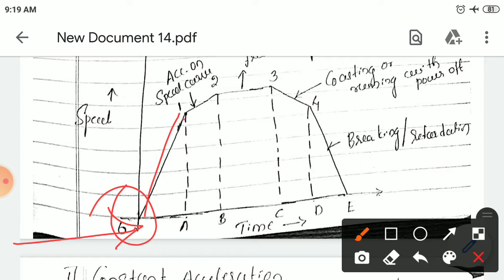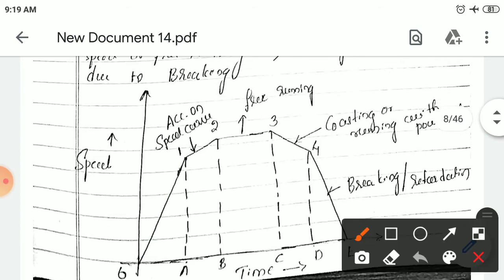Next is the constant acceleration. Once the motor gets accelerated and starts running, the torque will decrease and the speed will increase. That is called constant acceleration. Next is free running. After the motor receives a sufficient amount of acceleration, the motor keeps running freely. That is called the free running period. Then coasting, or running with the power off.